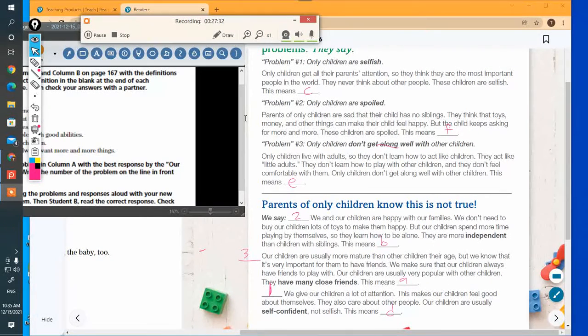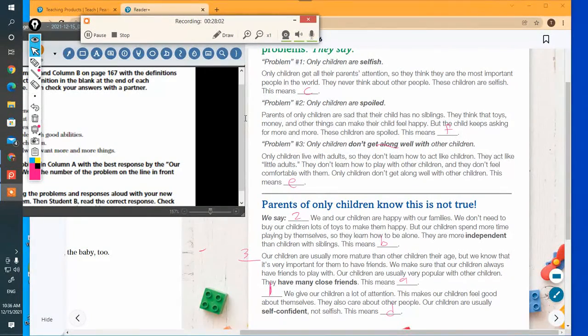And when children spend more time playing by themselves, they learn how to be alone. They're more independent. Okay, so that's the best answer to only children are spoiled. I think the big clue is when they say that we don't need to buy our children lots of toys to make them happy. So what about number 3?